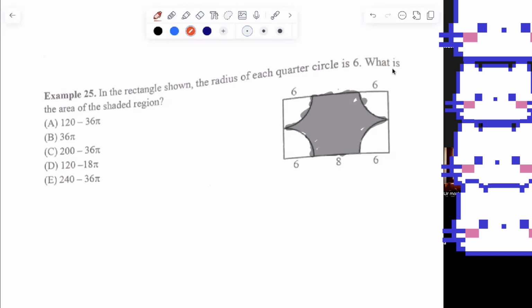Okay, so first off, how do we solve this problem? Notice that this length right over here is 8. That's nice. We'll find the area of the rectangle and subtract the circles from it.